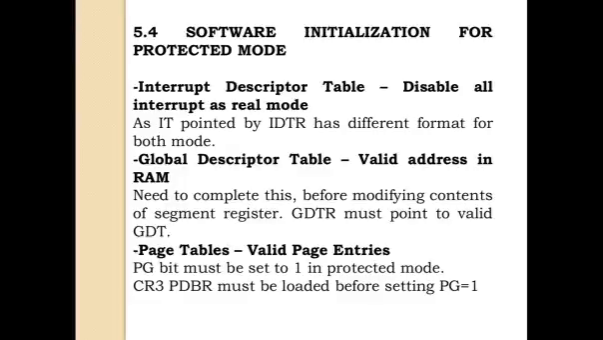CR3, the PDBR, that is the page directory base register, in control register 3, must be loaded before setting PG equal to 1. So we need the base address of the page table. From the page table we get the page entry, and from that we get the page address. So first we need the page table base address, which is in control register 3.